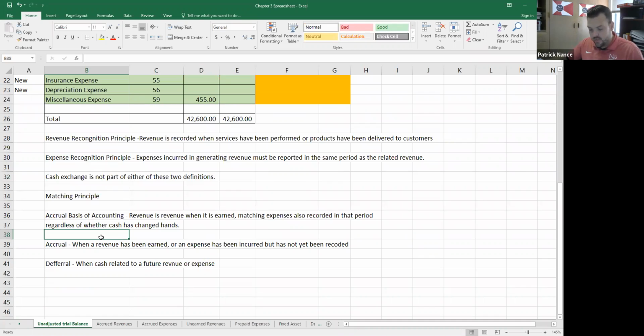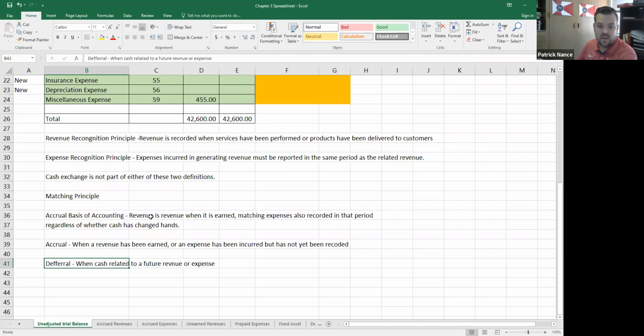Okay, so here is just the overview of the adjusting process, and the types of entries we're going to be making. The first type of entry is an accrual. An accrual is when a revenue has been earned or an expense has been incurred but has not yet been recorded. So if you had revenue that was earned but not yet paid, and you haven't put it in the books yet, that's a revenue accrual. Likewise for an expense that has been incurred but is not yet on your books.